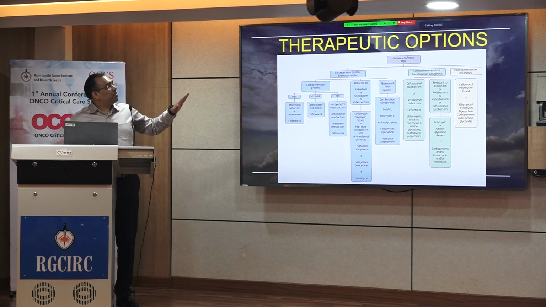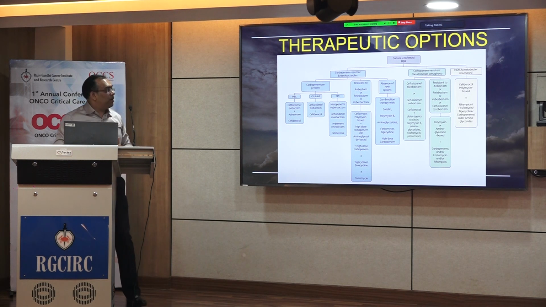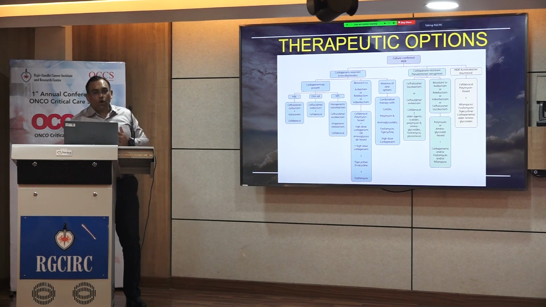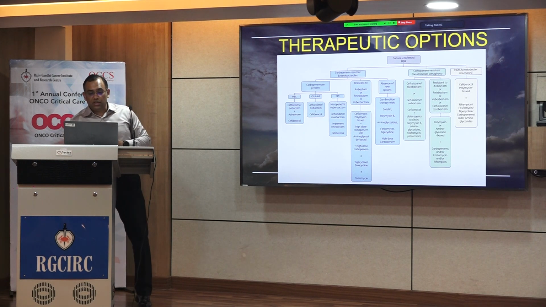You have carbapenem resistant, then you look for your genes. So if you have an MBL, you will look at ceftazidime-avibactam plus aztreonam. If you have an OXA48, obviously no aztreonam, and you will have ceftazidime-avibactam. And if you are looking at KPC, then you have all these options of meropenem-vaborbactam or ceftazidime-avibactam.